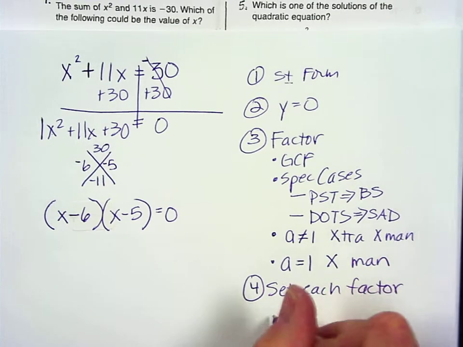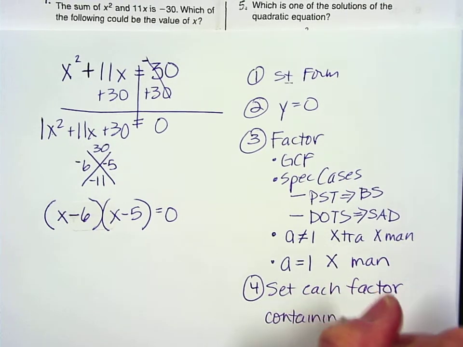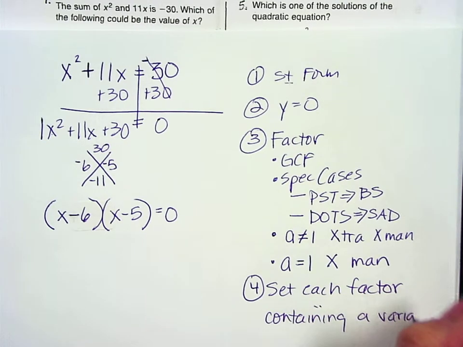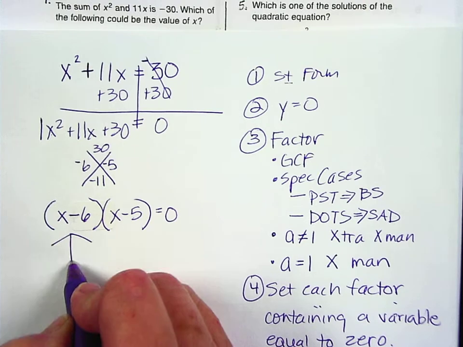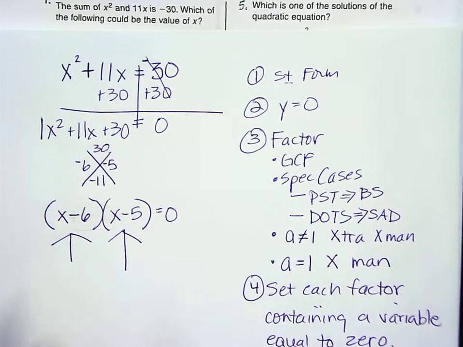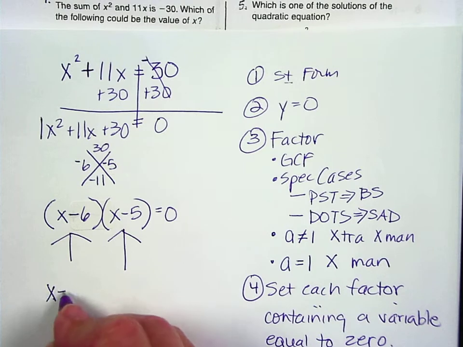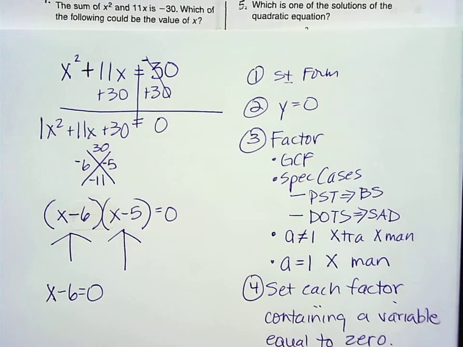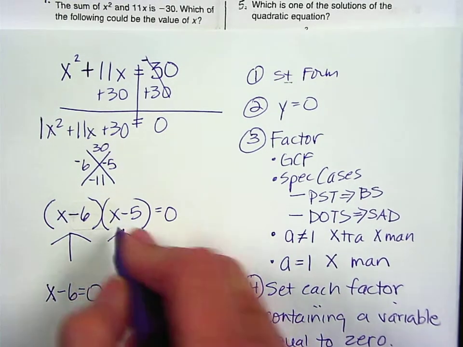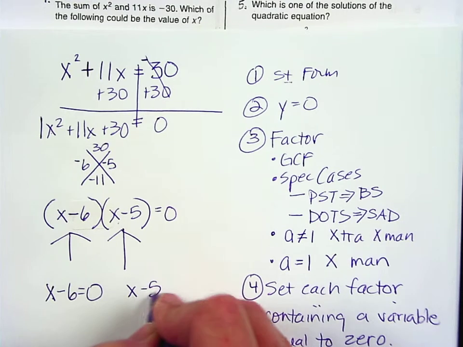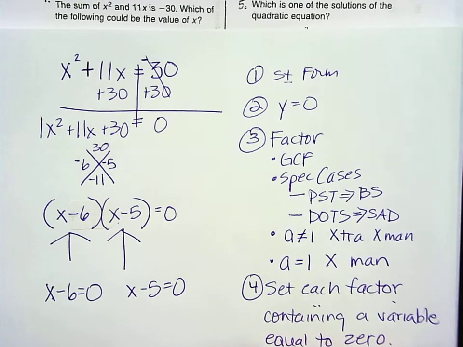Now, I'm not done, because the next thing I have to do is set each factor containing a variable equal to 0. Well, I have two factors here. This is a factor, and this is a factor, and they both contain a variable. So I'm going to take the first one, and I'm going to make it equal to 0. I'm setting each factor containing a variable equal to 0. I'm still not done. I have to solve for x by isolating my variable.